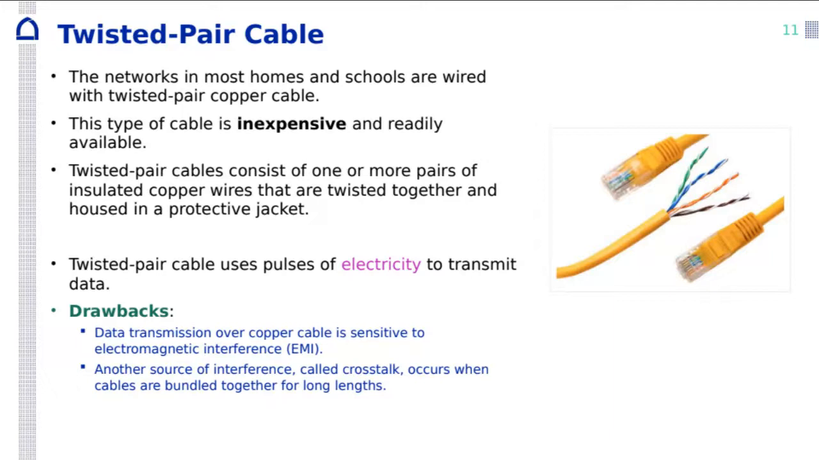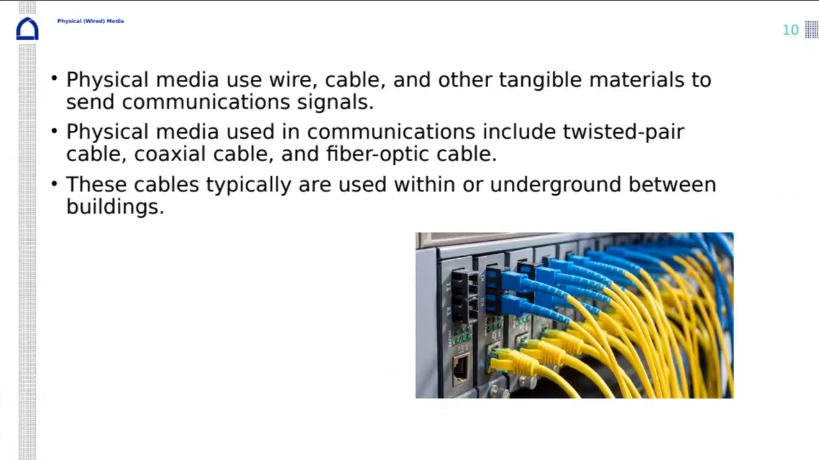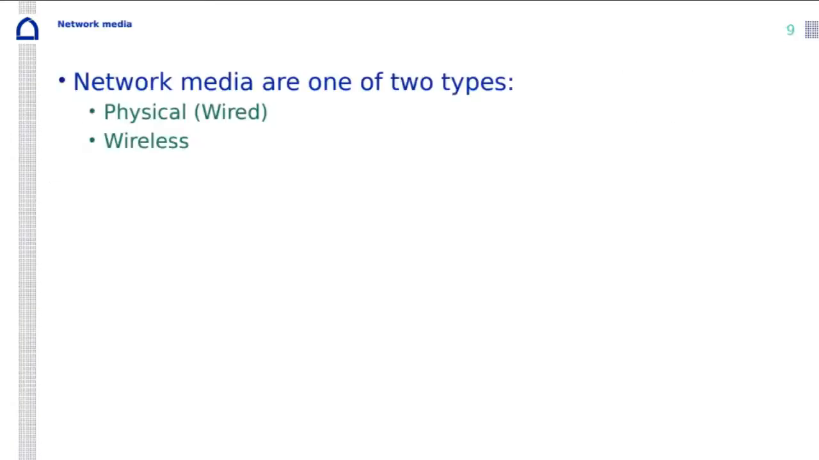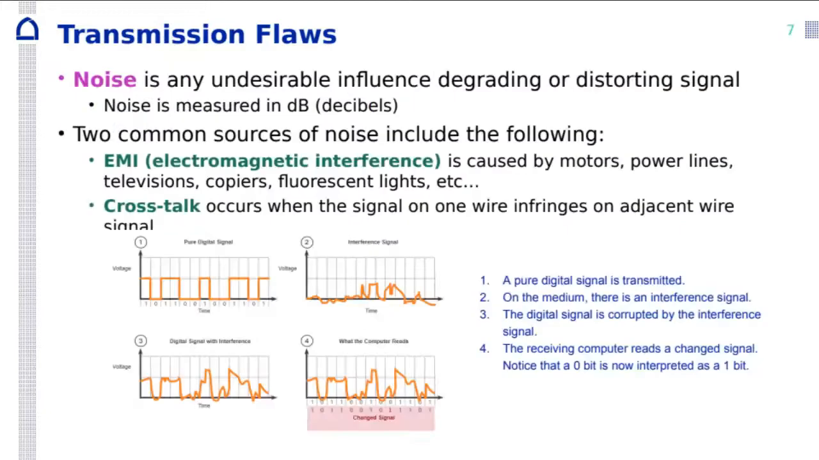What are the disadvantages? It is sensitive to EMI. Also, it is affected by crosstalk. Crosstalk occurs when cables are bundled together for long lengths. Any questions? This is crosstalk: when the signal on one wire infringes on an adjacent wire's signal.